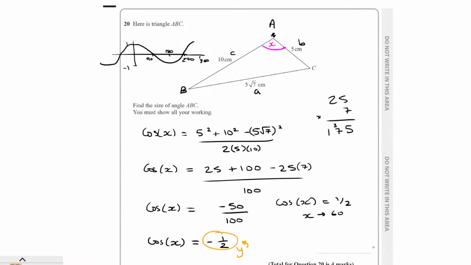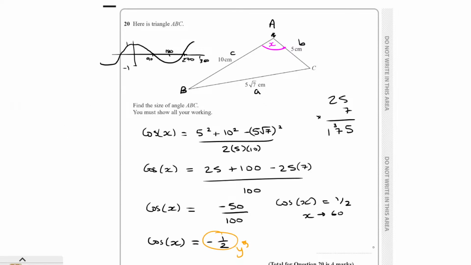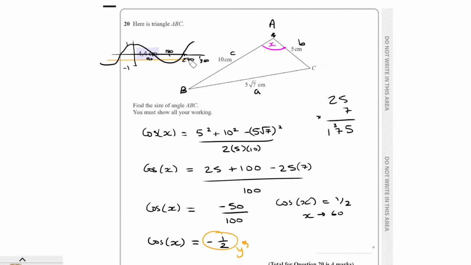So if I were to draw a line, make it orange, shall we? Minus a half, I know I've sketched this very roughly, is let's say there. We want to know what this one is. And the way that I can use the 60 to help me, because obviously my scale there, I know it's somewhere between 90 and 180, but that's not very accurate, is it?